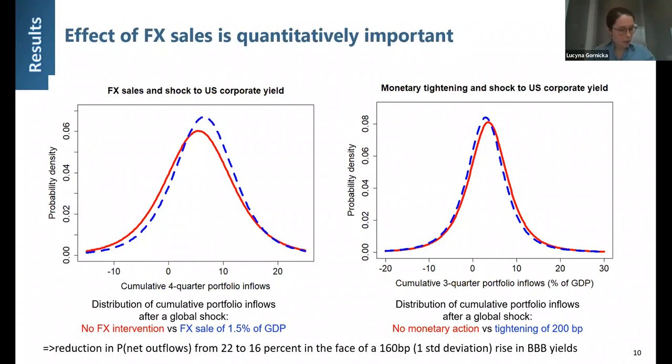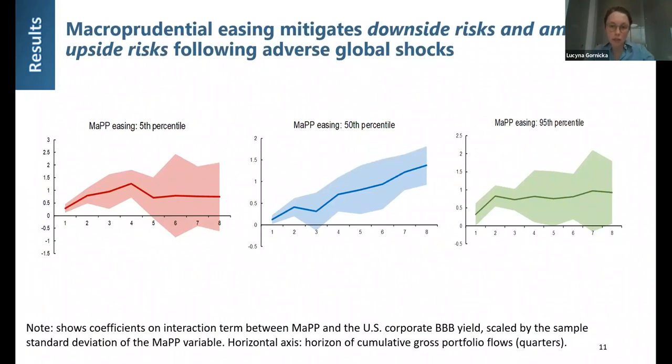I think I'm slowly running out of time. So let me very briefly go through the other results. So we run the same regressions for the macroprudential policy shocks, as I mentioned. And here we find that actually macroprudential easing is very potent in terms of both reducing the downside risks and actually increasing the outlook for both median and upper percentiles of future flows following adverse global shocks. So this is reflected in the positive sign of the coefficients on the interaction term with the BBB yield.